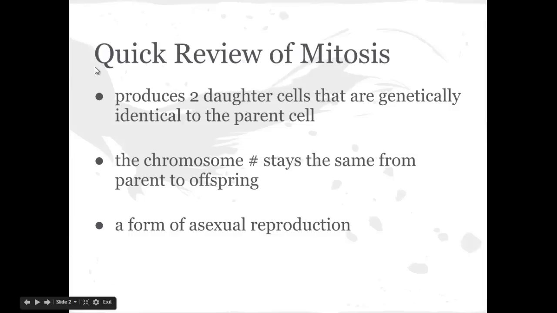Let's remember that mitosis makes two daughter cells that are genetically identical to the parent. Another way of saying that is that the chromosome number stays the same from parent to offspring. So if the parent cell has 4 chromosomes, both of its daughter cells will also have 4 chromosomes. And we learned about mitosis as a type of asexual reproduction. So if I am a bacteria and I would like to make more of myself, I go through the process of mitosis. My chromosomes are copied, they're divided, I end up with a full set of chromosomes in 2 new cells.